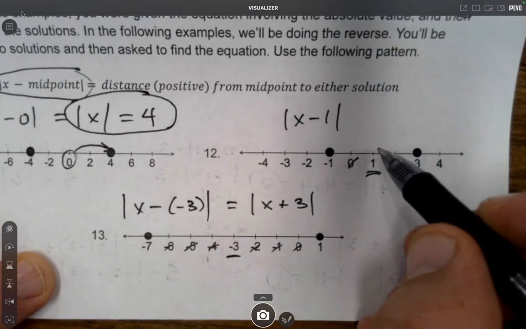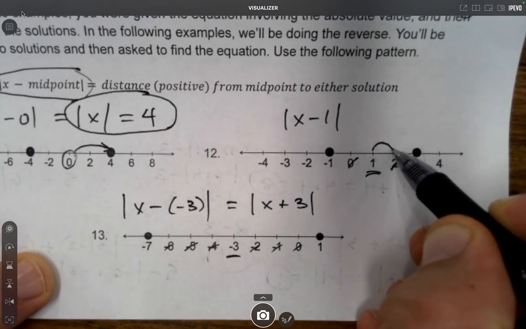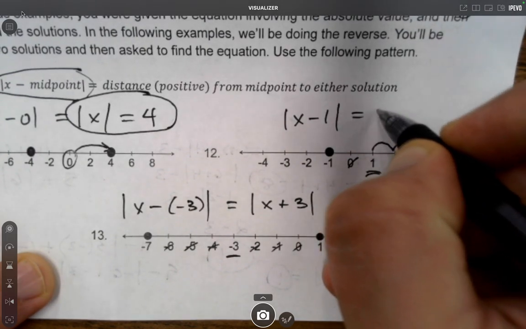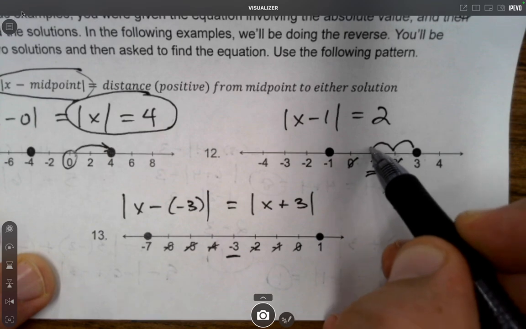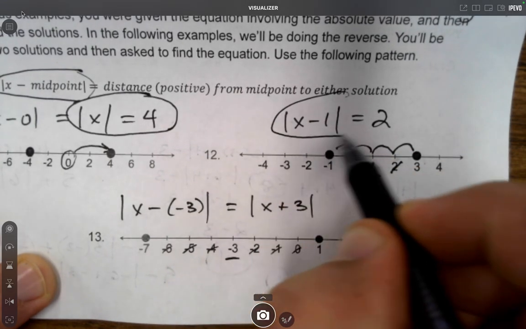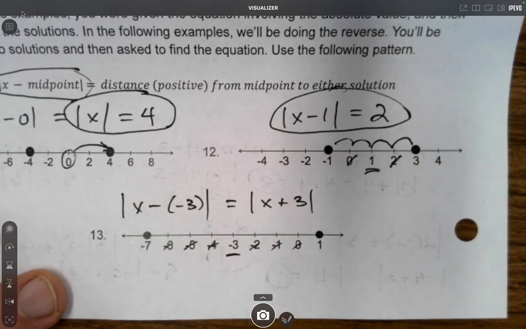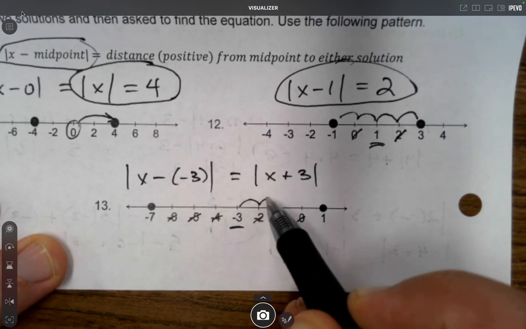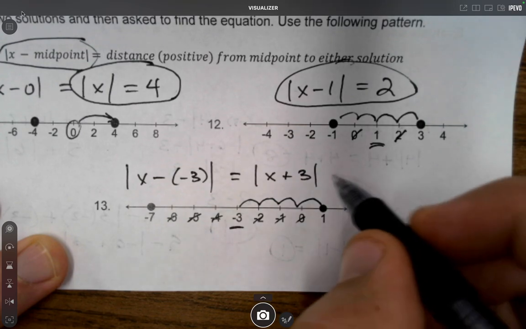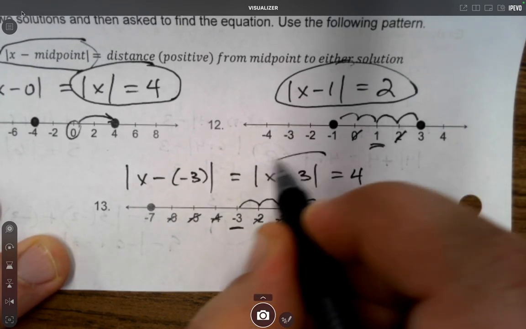Okay, here, the midpoint is 1, so we have to go up 1, 2. So this is equal to 2. Because it's also 1, 2 to get the other solution. Okay, for the last one, -3 is our midpoint, so we just count up 1, 2, 3, 4. So this is equal to 4.